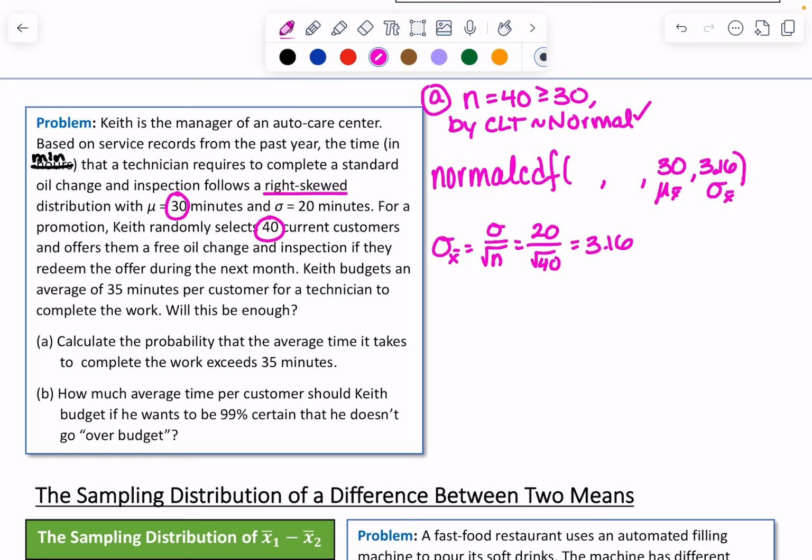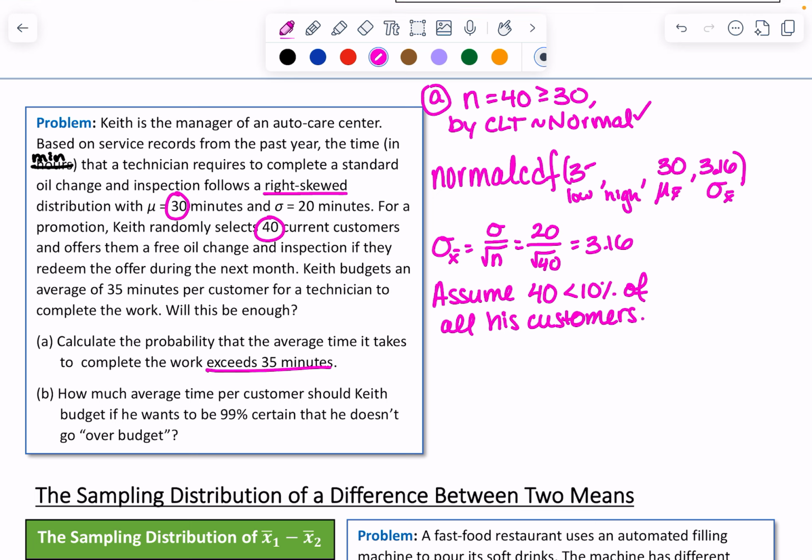With the standard deviation, we also have to check the 10% condition. So we're assuming 40 is less than 10% of all his customers. And last thing we need the high and the low. It's talking about exceeding 35, so 35 will be the low, and I need to go higher. So if we do all of that, we get our nice, lovely number. The chance of us exceeding 35 minutes on average is 0.0568.